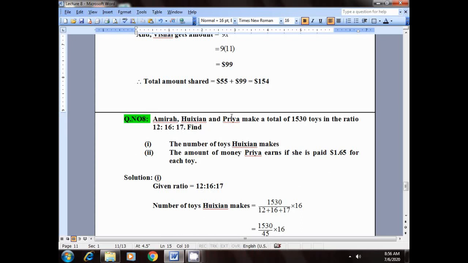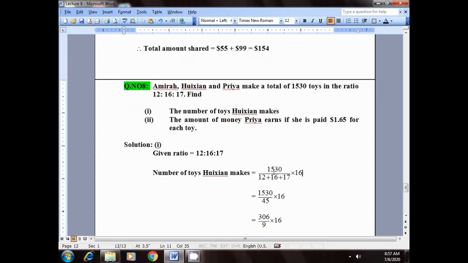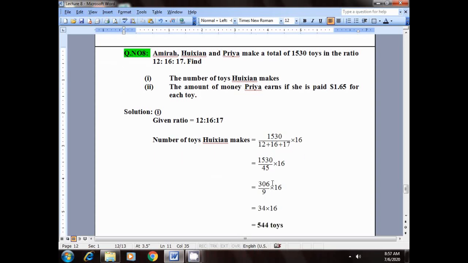This can be calculated by a simple formula, and that is the total number of toys, which is 1,530, divided by the sum of the ratios, which is first ratio plus second ratio plus third ratio, multiplied by the ratio of Hyuxian. Total number of toys divided by sum of ratios multiplied by ratio of Hyuxian, which is 16. Let's take the sum of 12, 16 and 17. Their sum is 45.